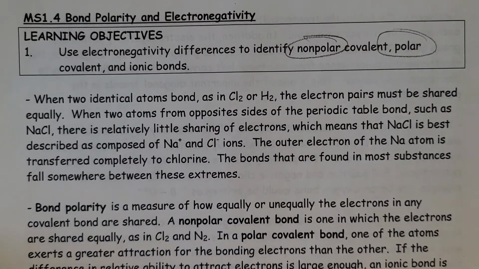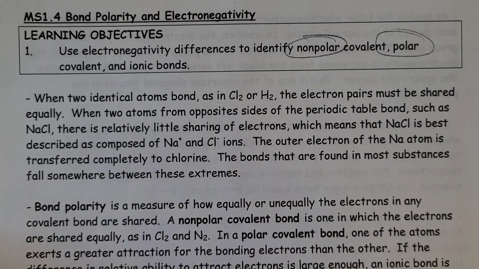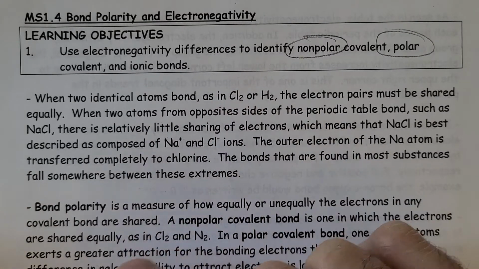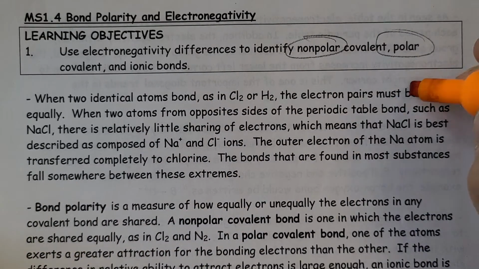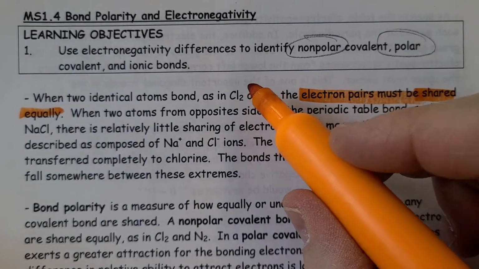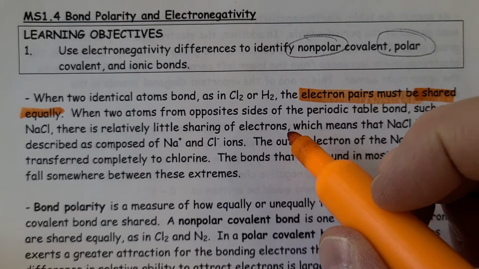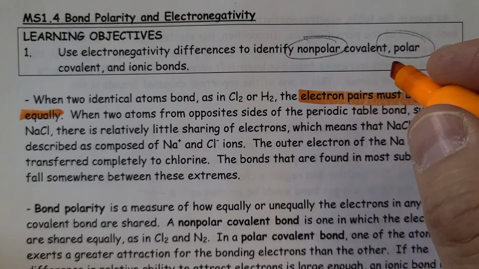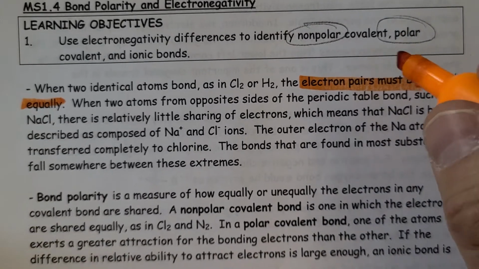So if you look over here, when two identical atoms bond, such as some of the Hofbrinkel elements, Cl2 or H2, the electron pairs are shared equally. Because you can think of it as a tug of war, with a set of twins pulling against each other. Assuming they have the same body strength, it would be equal sharing.